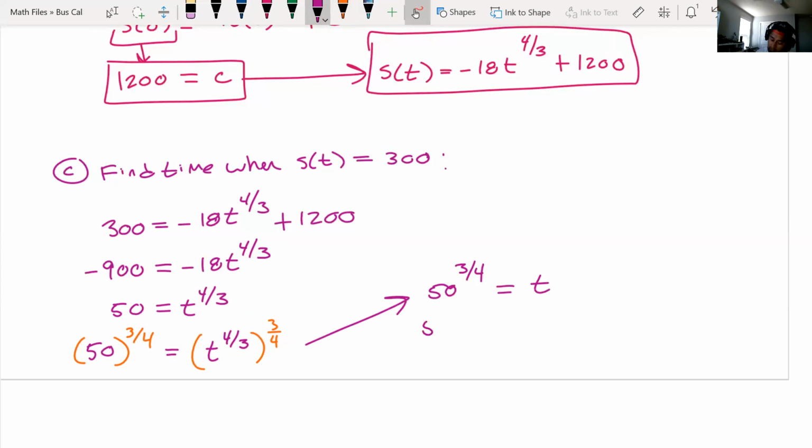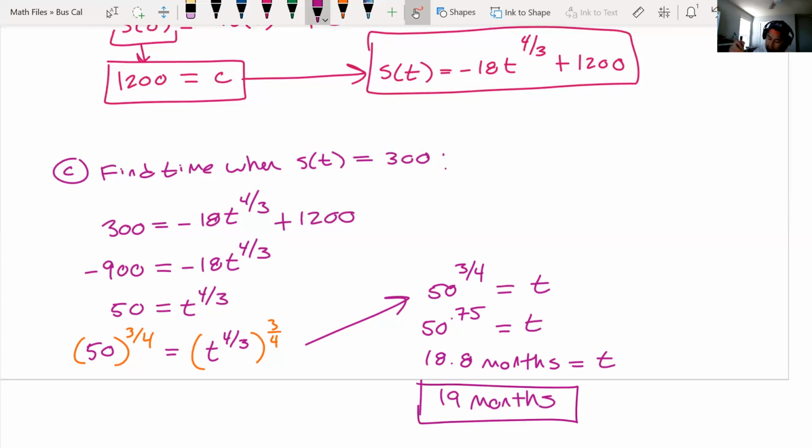Or in your calculator, you can type 50 raised to the 0.75. And 50 raised to the 0.75, we get 18.8 months. And my math lab's probably going to make you round up. Hopefully, if not, they'll make you round down. So most likely this is just going to say 19 months. If it makes you round down, then it's 18 months. But there you go.